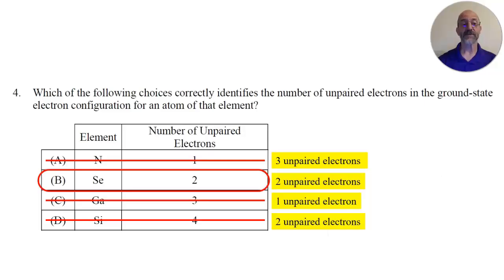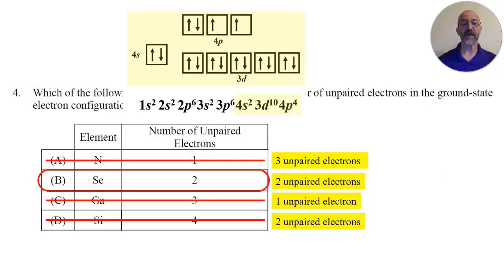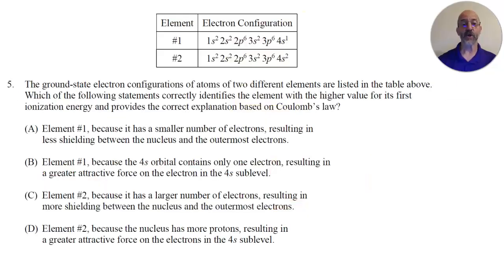So the correct answer to question 4 is choice B, and hopefully you can see why selenium, with its 34 electrons and 4 electrons in the 4p sublevel, has exactly 2 unpaired electrons. Now let's take a look at question 5.